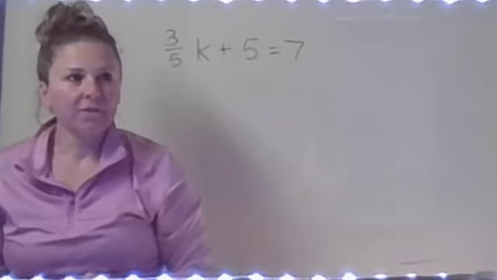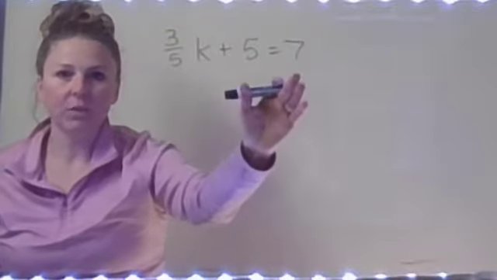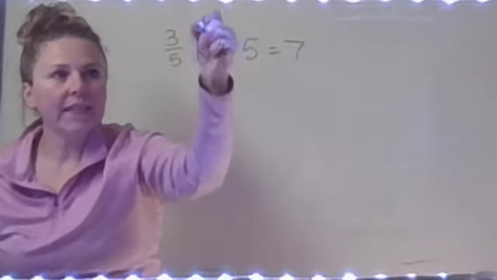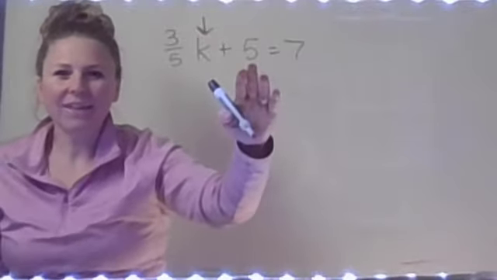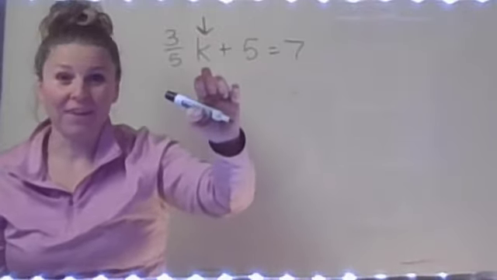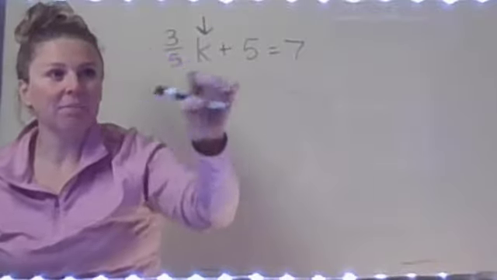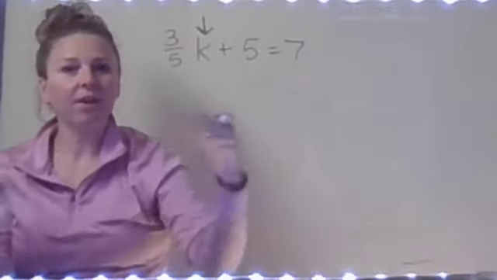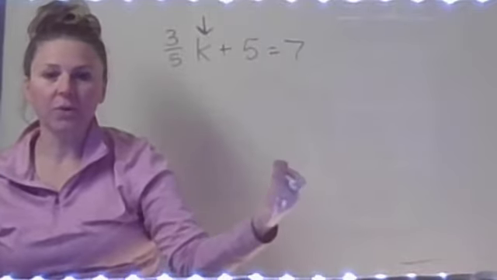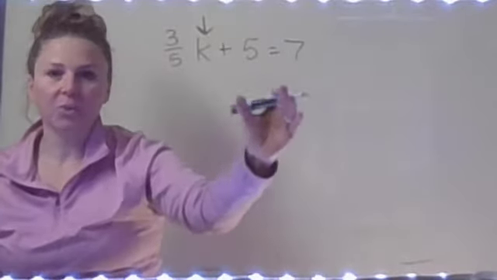Here we have 3/5 k plus 5 equals 7. Now, in order to get this letter alone, the first thing you need to get rid of is 5. I kind of like to think of it as k is having a party, and its best bud is 3/5. So that's going to stay till the bitter end. And the farther the things are away, we're undoing the order of operations. That's what you're going to undo first.